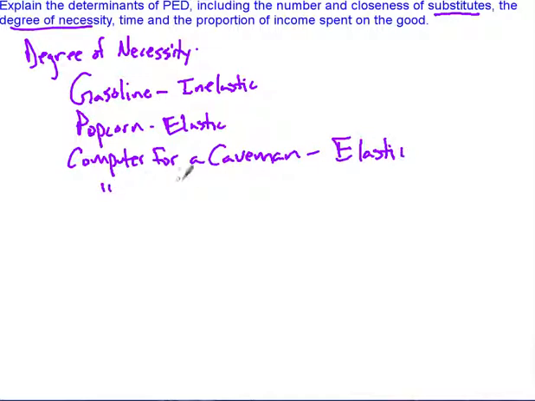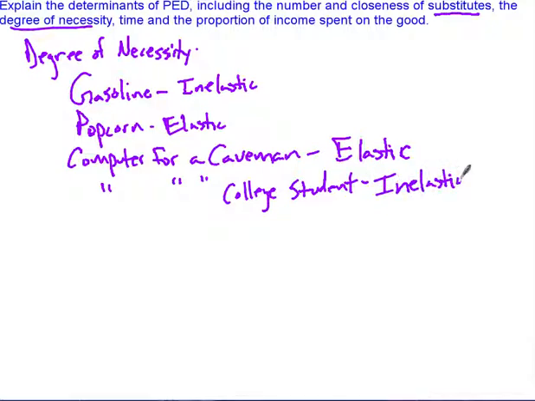All right, how about a computer for a college student? Now we're getting definitely much more towards an inelastic product because it is hard to be a college student today without having some kind of computer, desktop, laptop, tablet, whatever it is. And so we say that this is much more inelastic because of the level of necessity.